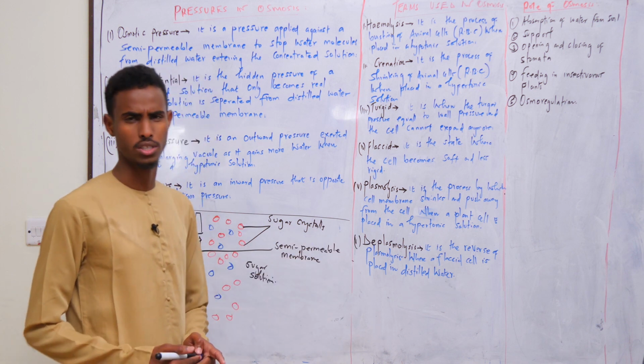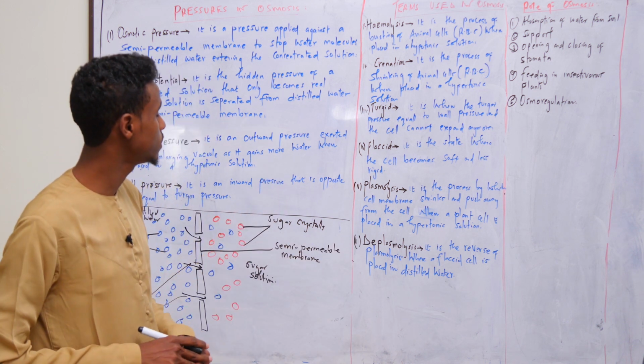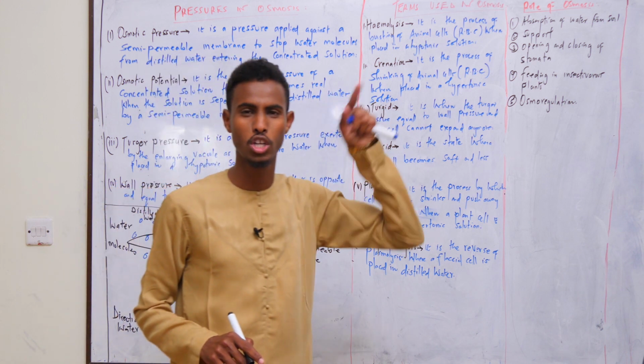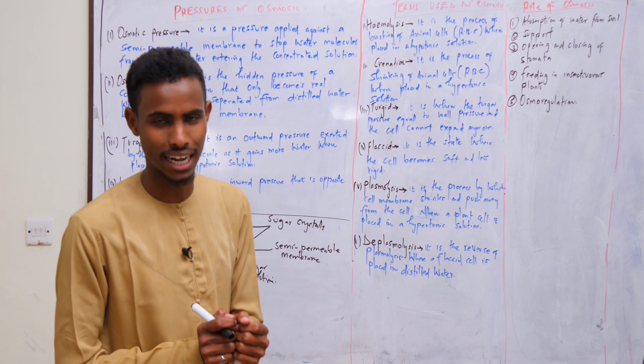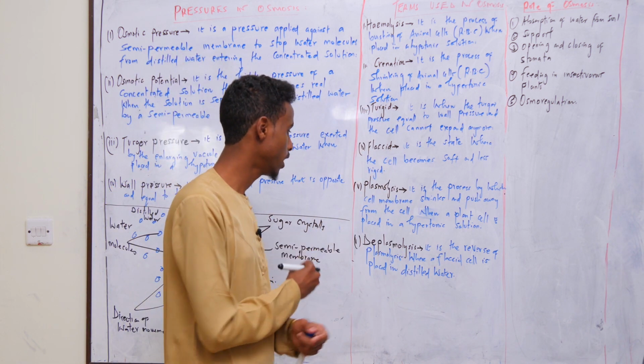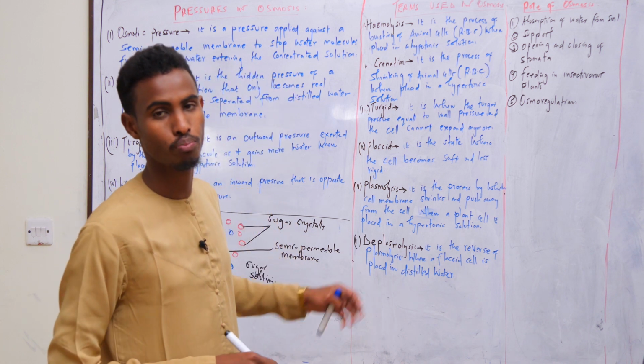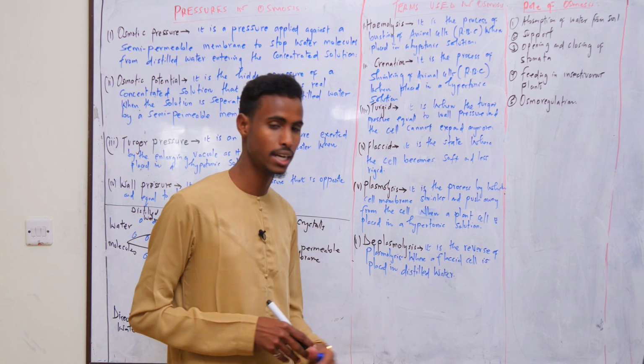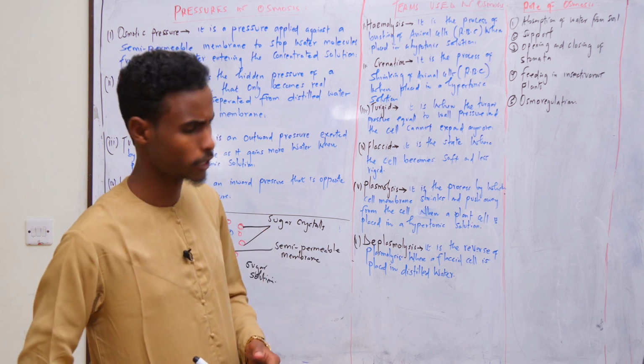Now, deplasmolysis is the opposite of plasmolysis, where we reverse plasmolysis by placing the flaccid cell in distilled water. And therefore, we say it is the reverse of plasmolysis, where the flaccid cell is placed in distilled water.